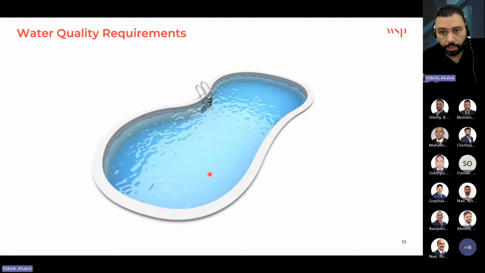Swimming pool means any structure, basin, chamber, or tank containing an artificial body of water for swimming and having proper depths, more than 60 centimeter at any point in the pool. So regarding the water quality requirement, the basic requirement is the water of the swimming pool shall be clean and clear all the time. This is the basic requirement.